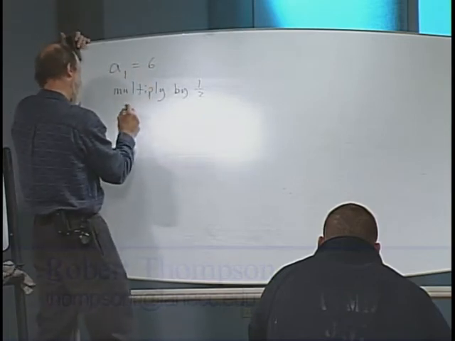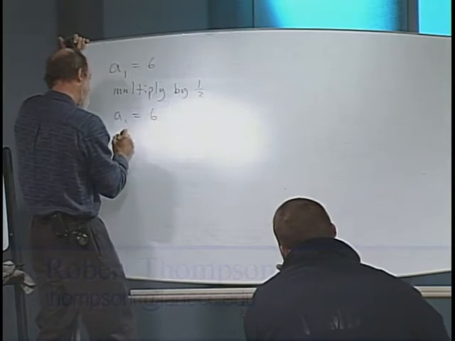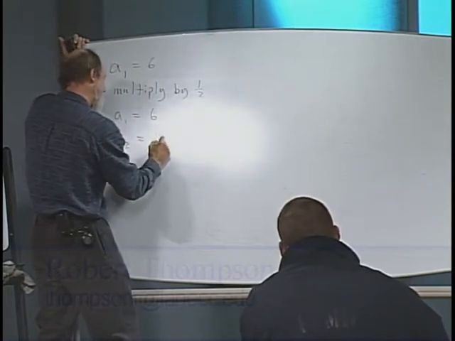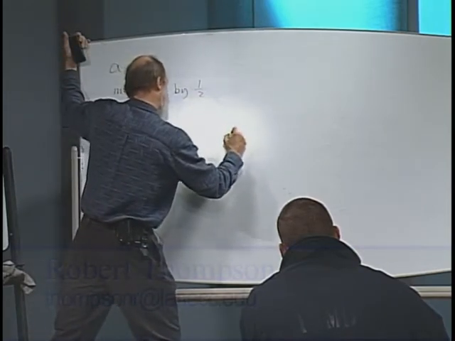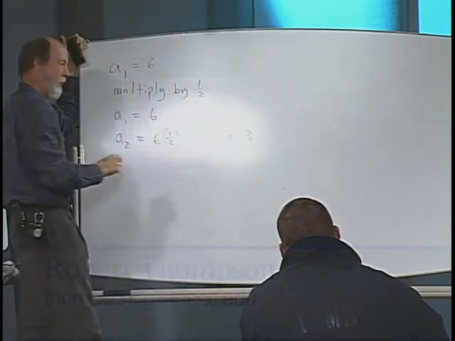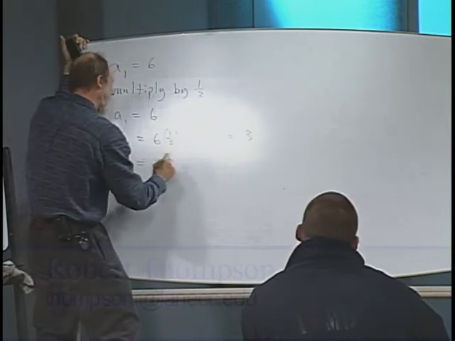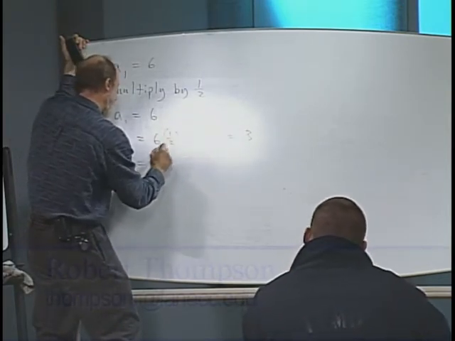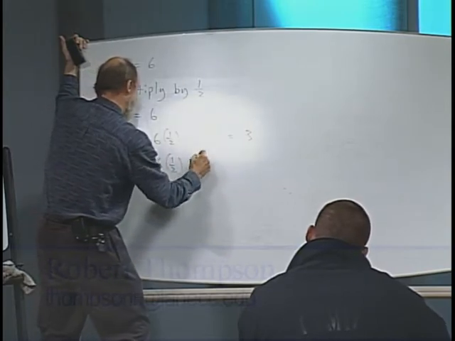So what I'm going to look at here is my pattern. My first term is equal to 6. My next term is going to be equal to 6 times this 1/2, which we know I'm just going to go over here and put a 3. And notice I left some space. And now I'm going to go for my third term. I'm going to take that previous result, which is 6 times 1/2, and multiply that result by another half.